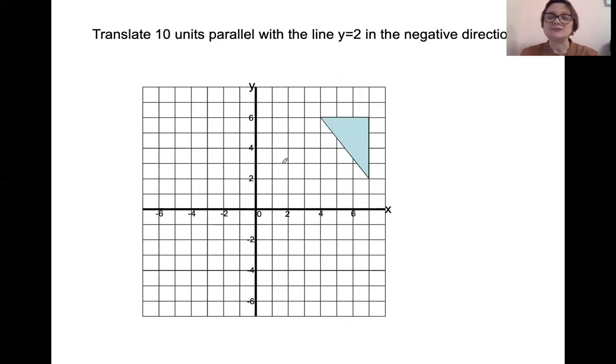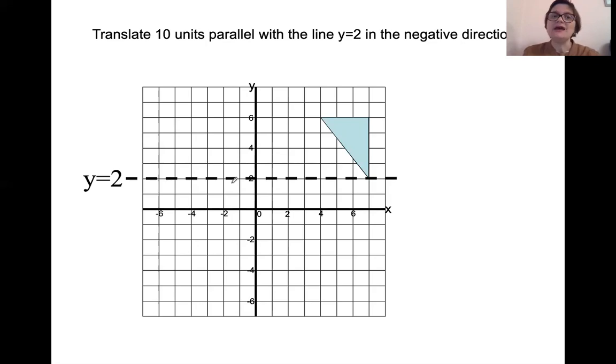Let's have a look at this question. Sometimes the questions are going to look like this. It says, translate 10 units parallel with the line y equals 2 in the negative direction. Okay, there is no line y equals 2, so what do you need to do first? We need to draw the line y equals 2. So 1, 2 is here. So a line parallel to this one. This is y equals 2.